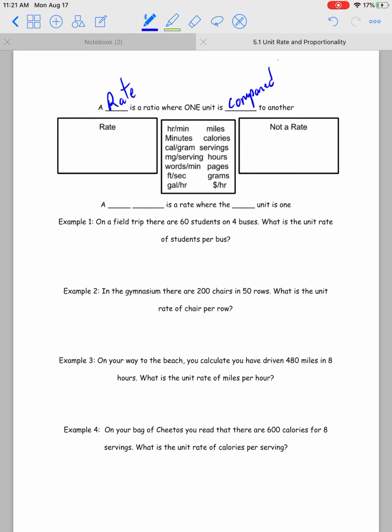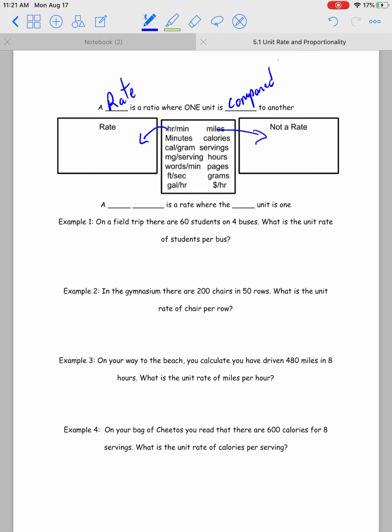In the 3 boxes here, we've got rate, a bunch of examples, not a rate. Which ones of these do you think would be a rate, and which ones do you think are not a rate? How about hours to minutes? Is that a rate? Does it compare one unit to the other? It does, yeah. What about miles? Does that compare anything? No, it doesn't. Okay, so there's those 2 examples.